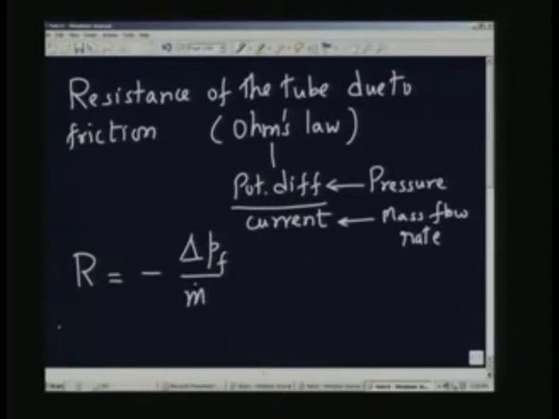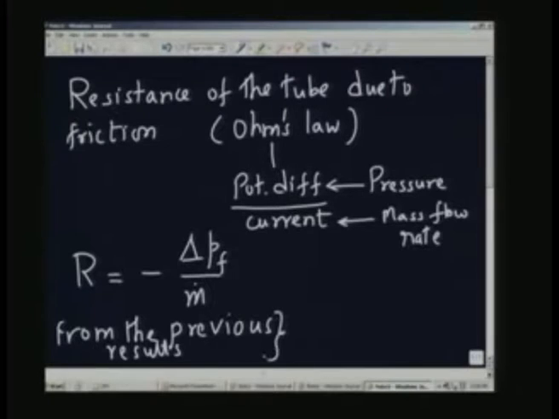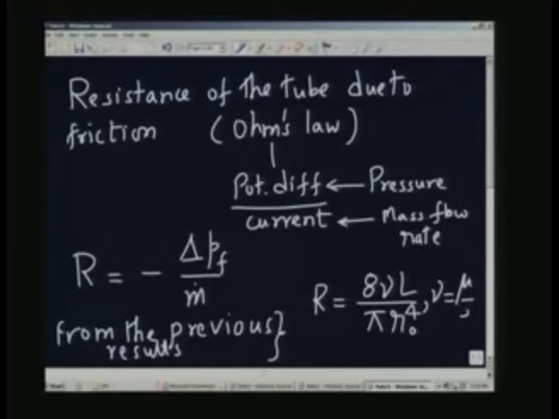So, from the previous results, after some simplification, we can show that R will be nothing but 8 nu L divided by pi R naught to the power of 4, where nu is equal to mu by rho m.